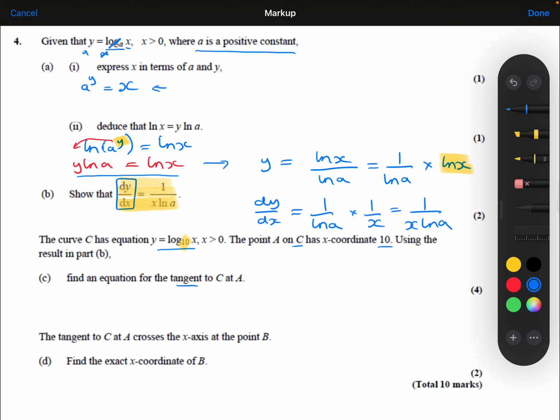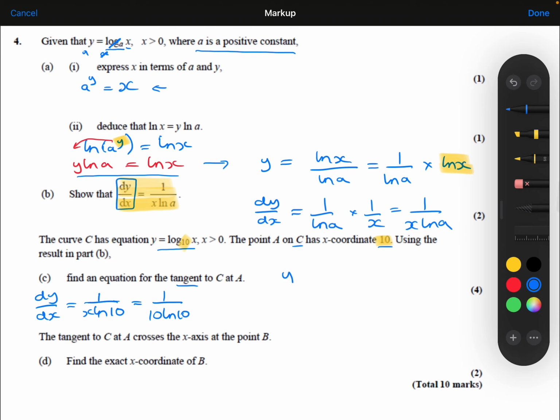So, equation of the tangent, we're doing y equals mx plus c. We want the gradient. So we can use our answer from part B to get our gradient function. So we've got 1 over x ln, and like I said, a is 10 now. So this is my gradient function. And we want the gradient when the x coordinate is 10. So 1 over 10 ln 10. That's the gradient of my curve at that point.